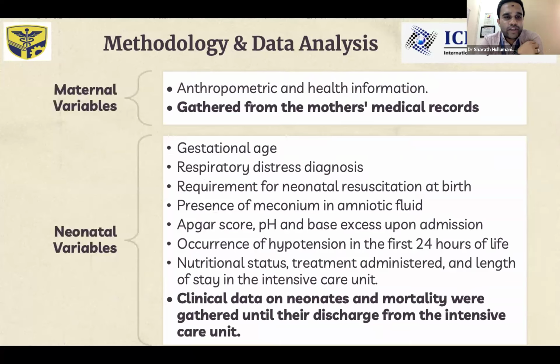Now coming to variables, the maternal variables are anthropometric and health information, mainly gathered from the mother's medical record. The second is the neonatal variables, where we took seven parts. The first is gestational age, the second is respiratory distress diagnosis, and the third is the requirement for neonatal resuscitation at birth. The fourth is meconium, presence of meconium aspiration and meconium-stained amniotic fluid, APGAR score, and ABG score, and occurrence of hypotension in the first 24 hours of life. Those are the main neonatal variables.